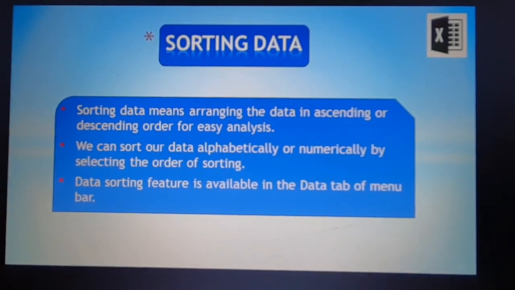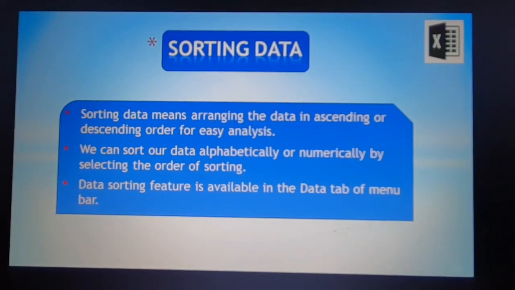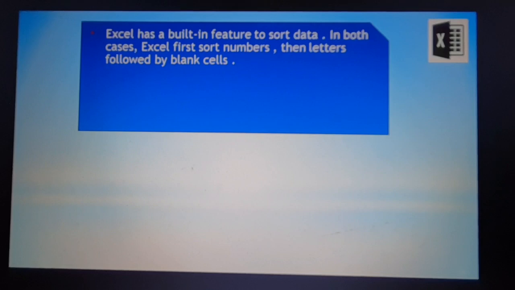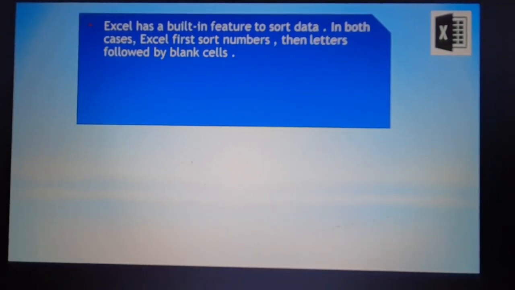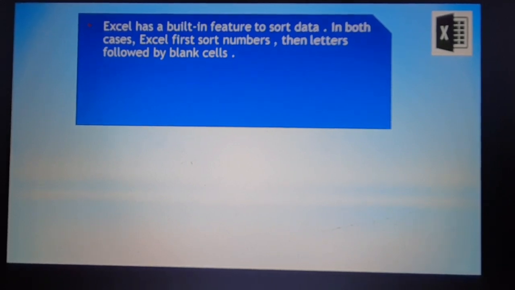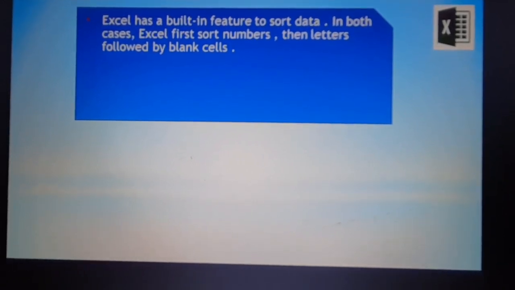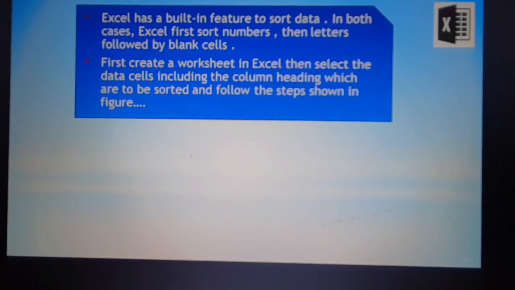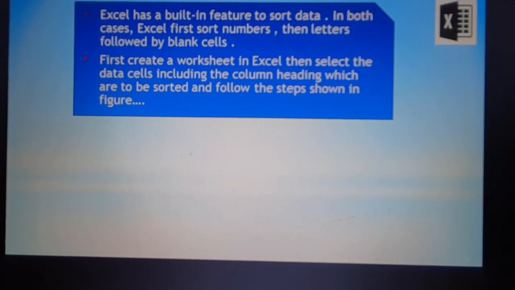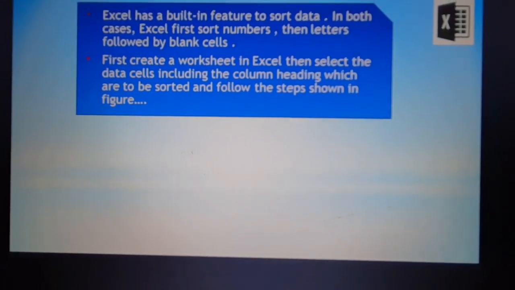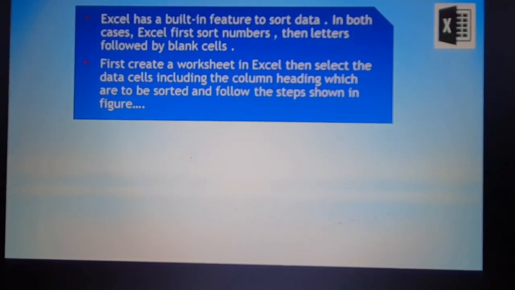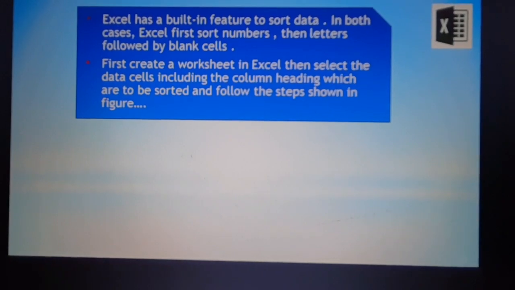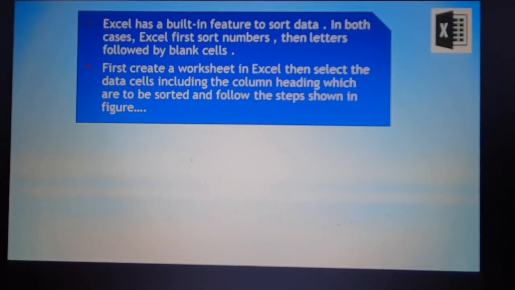Data sorting feature is available in the data tab of the menu bar. Excel has a built-in feature to sort data. In both cases, Excel first sorts numbers, then letters, followed by blank cells. First, create a worksheet in Excel, then select the data cells including the column heading which are to be sorted and follow the steps shown in the figure.